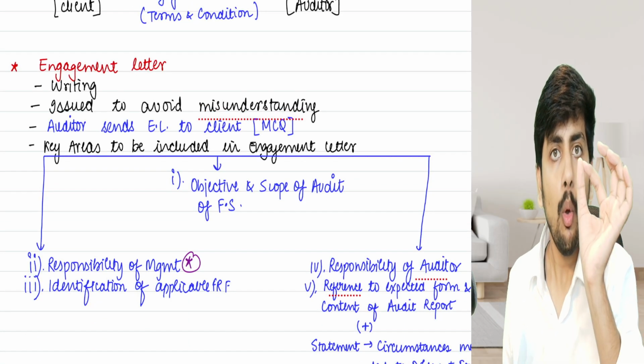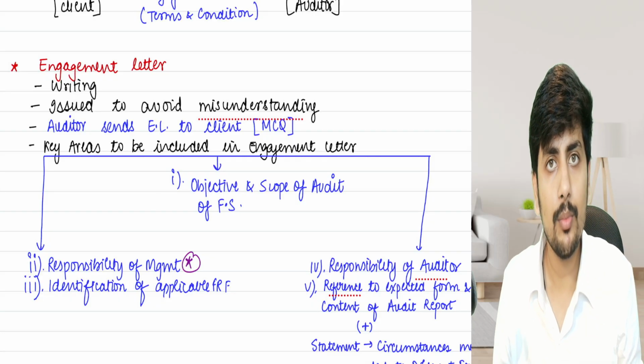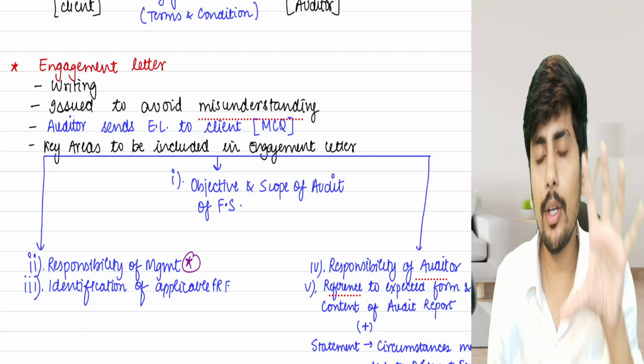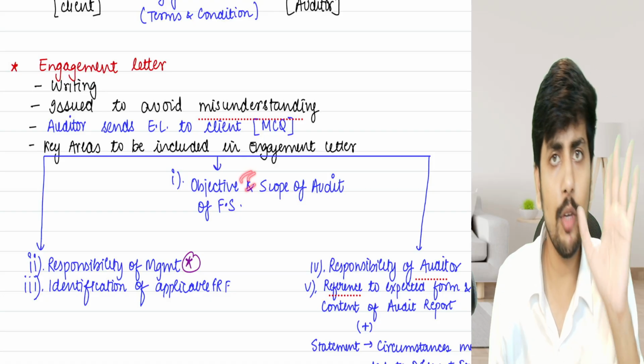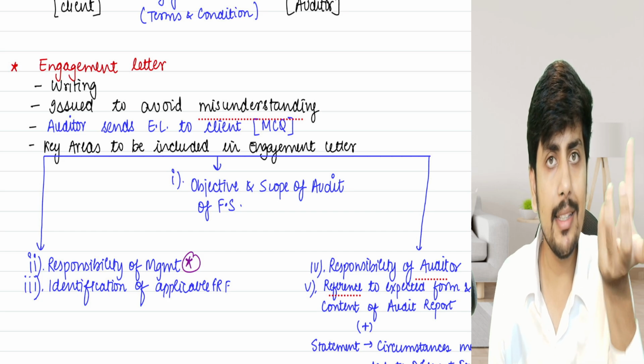Then one more important part: key areas to be included in the engagement letter. There are 5 key areas that you need to mention in your exam. First is the objective and scope of audit of financial statements. Very straightforward. What is the objective of the audit? What is the scope of the audit?